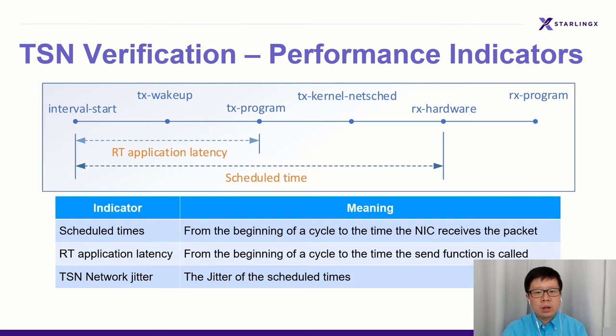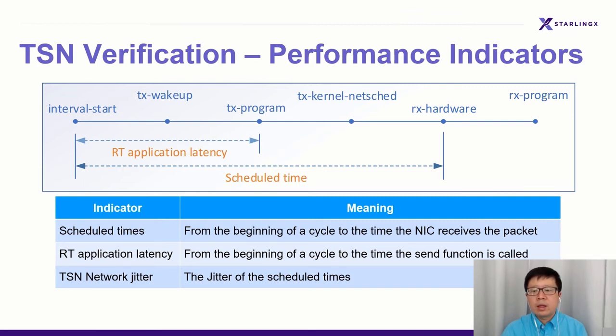RX hardware is the time when the NIC on the receive side receives the packet. RX program is the time the receive program receives the packet by the socket function in the user space. All time information was collected by the test programs, the TSN sender and the TSN receiver. Based on them, we can calculate the three indicators.